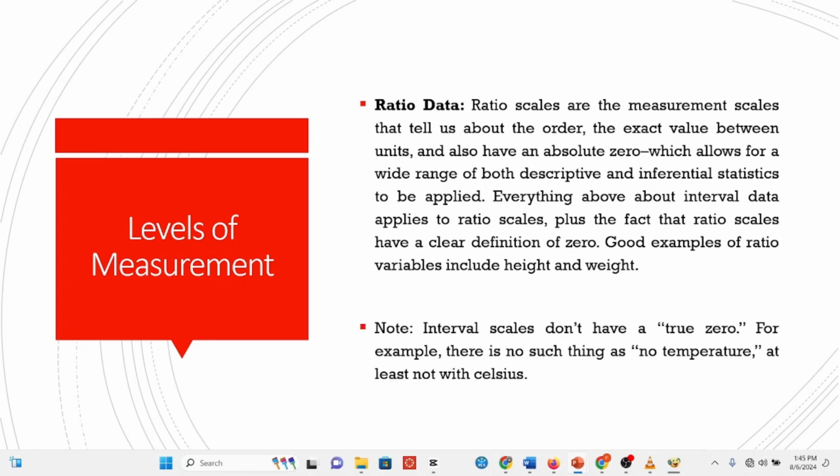Ratio data, ratio scales are the measurement scales that tell us about the order, the exact value between units, and also have an absolute zero, which allows for a wide range of both descriptive and inferential statistics to be applied. Everything above about interval data applies to ratio scales, plus the fact that ratio scales have a clear definition of zero. Good examples of ratio variables include height and weight. Note, interval scales don't have a true zero. For example, there is no such thing as no temperature, at least not with Celsius.